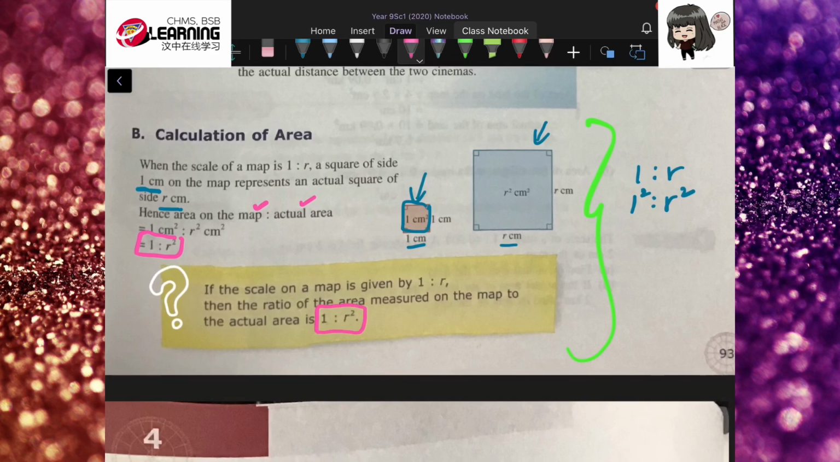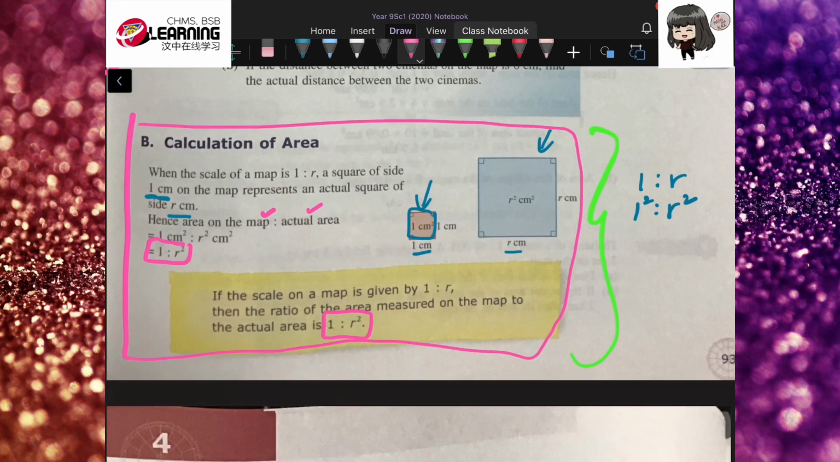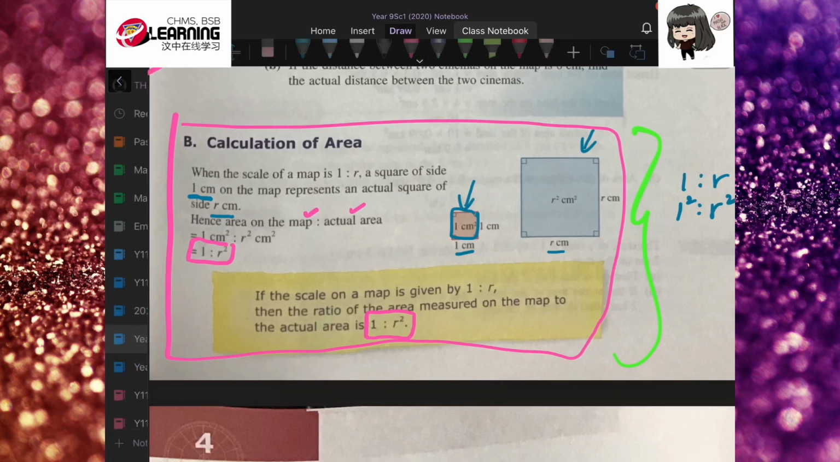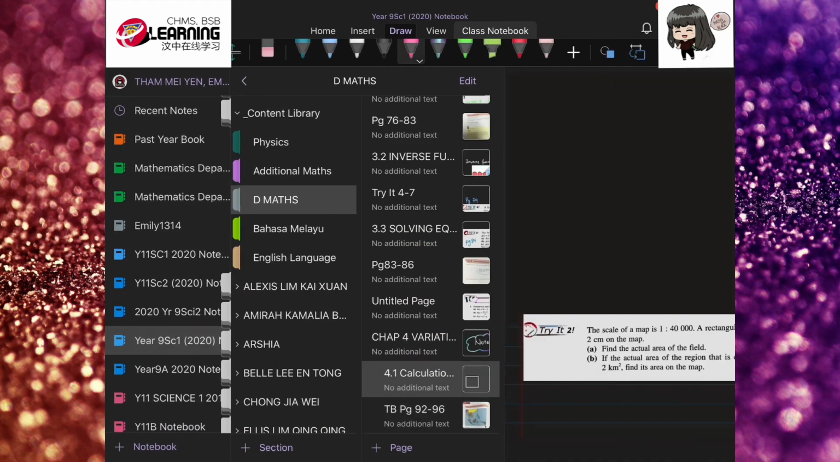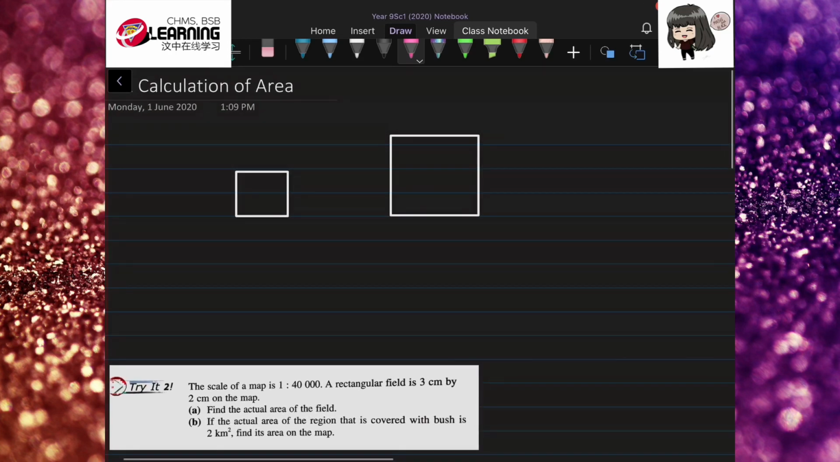I give you another example. This small part here, you can copy all of this into your notebook, this side, calculation of area. So let's say we have a length on the map. We know that this is represented as a map ratio to the actual.